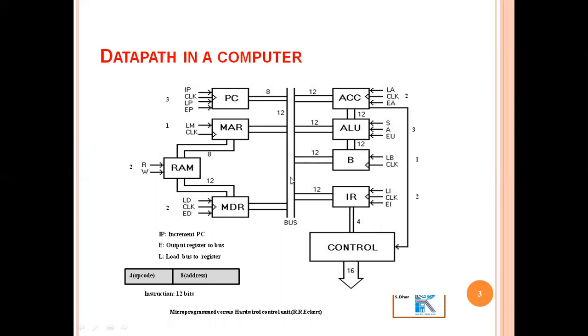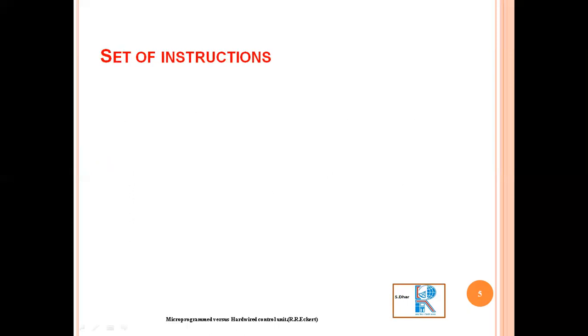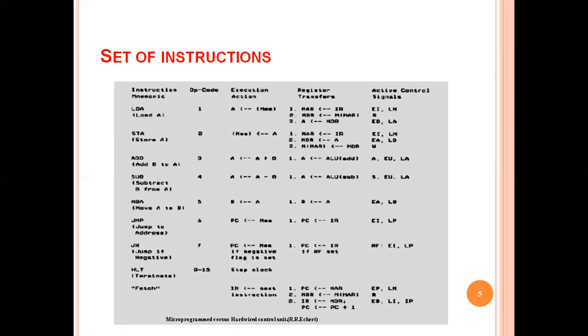Actually, it should be here, there is one thing wrong here. That means here the data should come from PC to MAR. It is written wrong here. PC, because the program counter contains the address, the data should be stored in the MAR. So the arrow should be from PC to MAR. So PC to MAR means first EP should be activated and then LM should be activated.